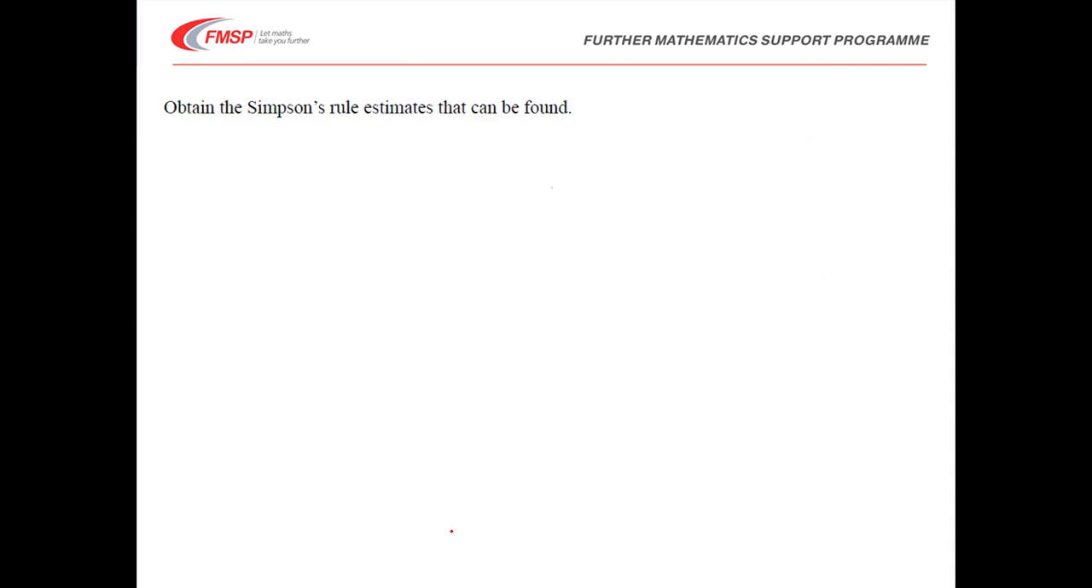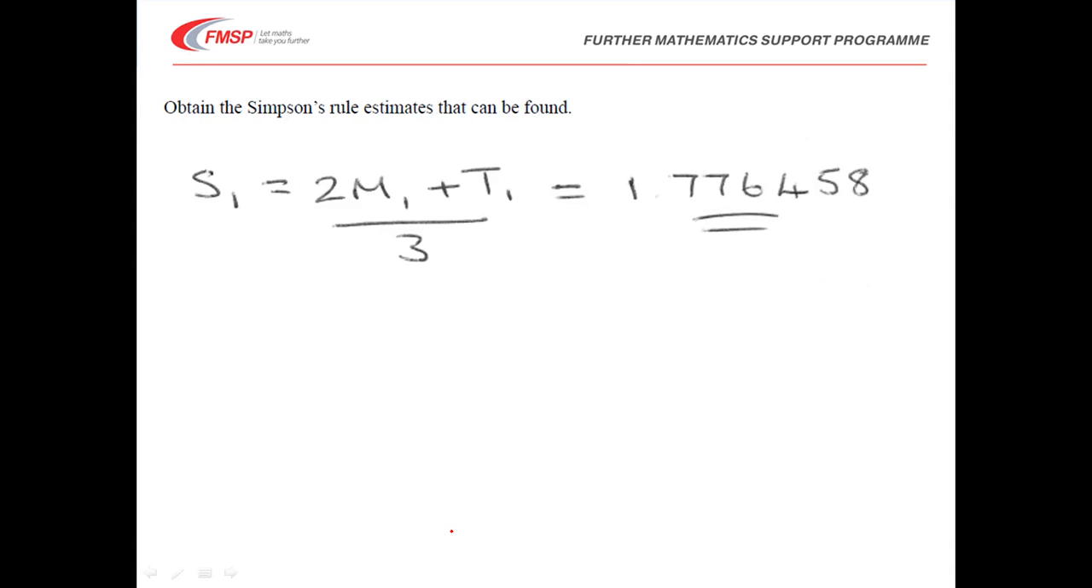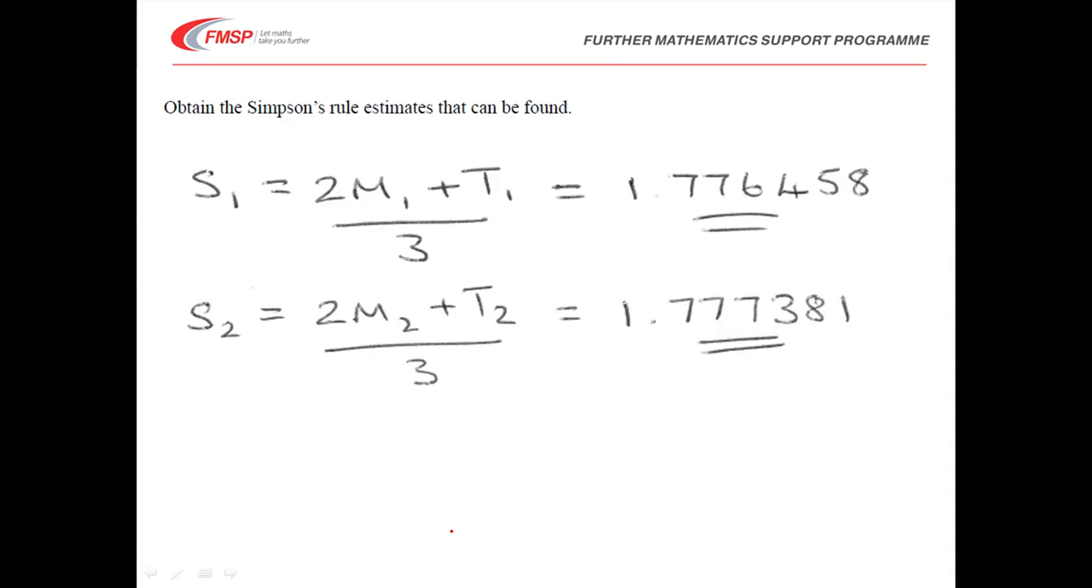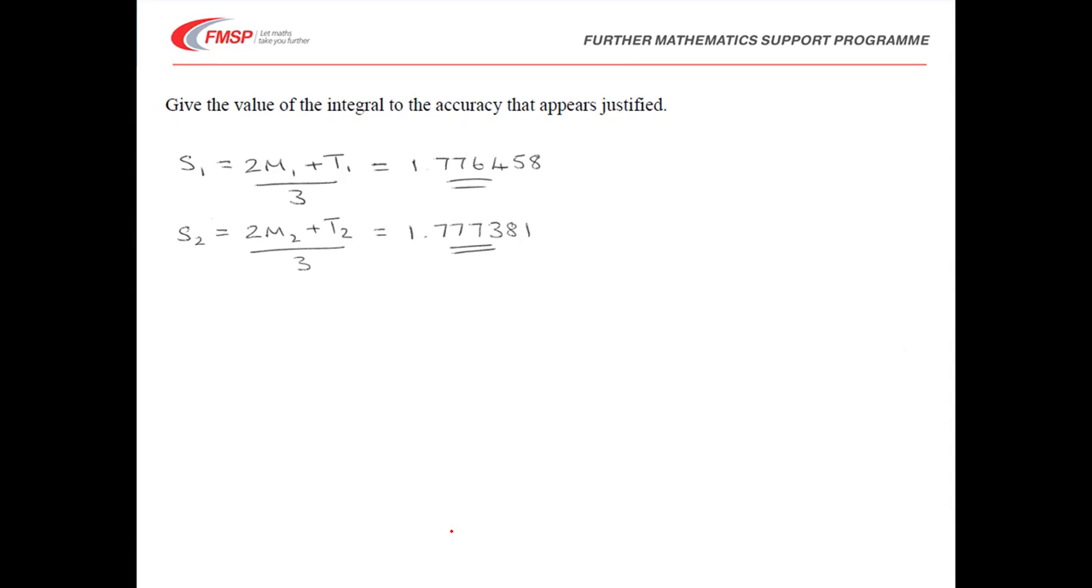We now need to obtain the Simpson's rule estimates that can be found. So we're going to use that formula again, the weighted mean, and we sub in the values that we had in our table. So we can do 2M1 and T1 and divide by 3. Then we can do S2 because we've got M2 and T2. What we can't do is S4 because we only have T4, we don't have M4.